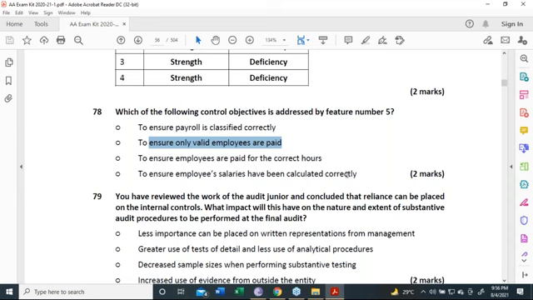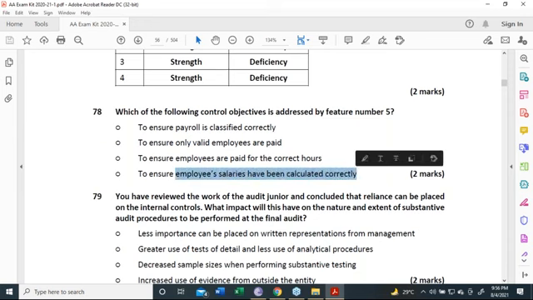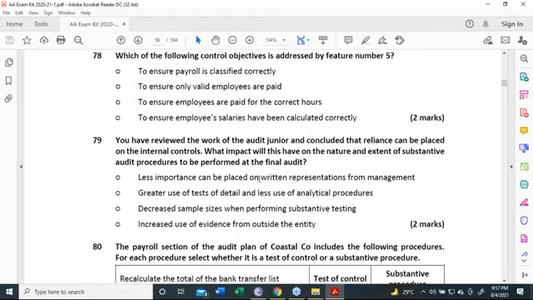That report will not reveal the calculations, the wage rate, any of that. To ensure employee salaries have been calculated correctly, no, that report will have the names and the amounts, not the breakdown or the calculations. So D is not the correct answer. Obviously C is not the correct answer as well.